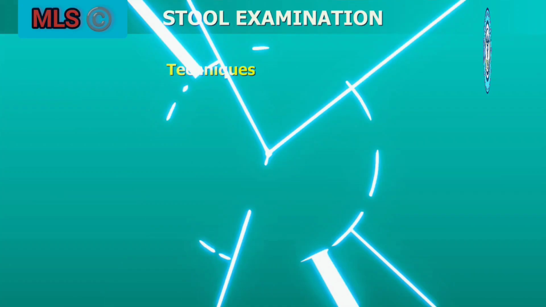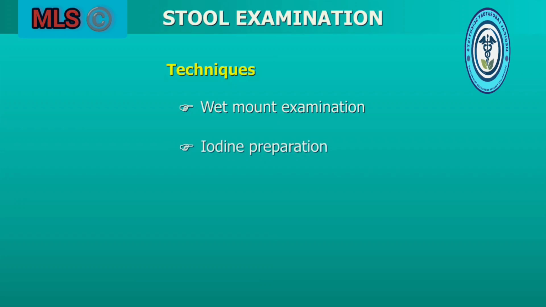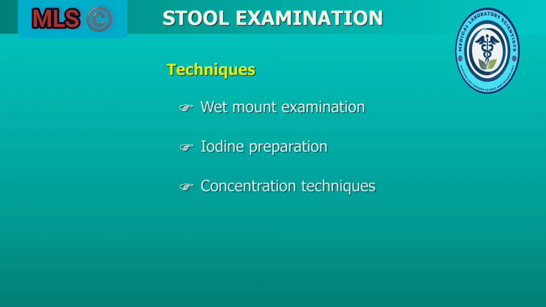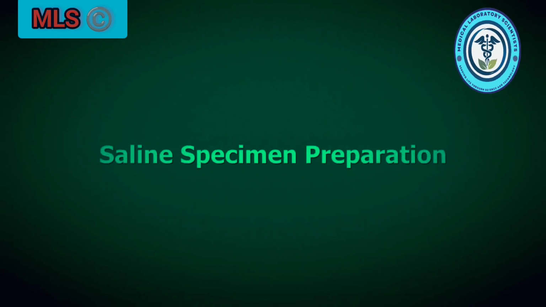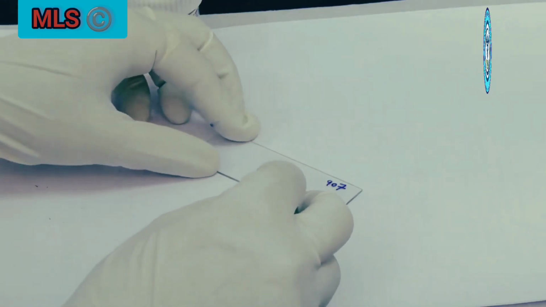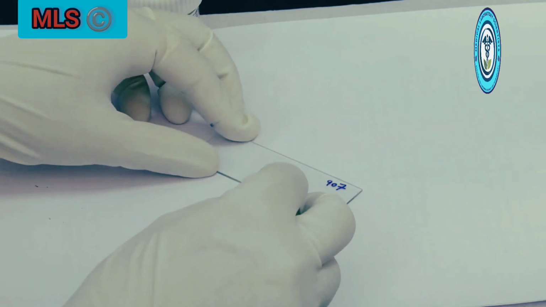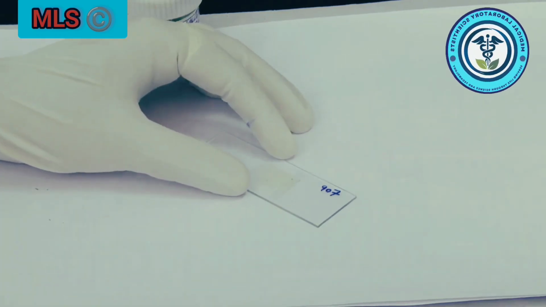The stool can be examined by the following techniques: wet mount examination, iodine preparation, and concentration techniques. Saline specimen preparation. Place a drop of normal saline on a labeled glass slide. Using an applicator stick, transfer a small portion of the stool from the mucoid or blood or particulate matter in a watery stool and mix well in the saline. Place a cover slip over it without any air bubbles and examine immediately.